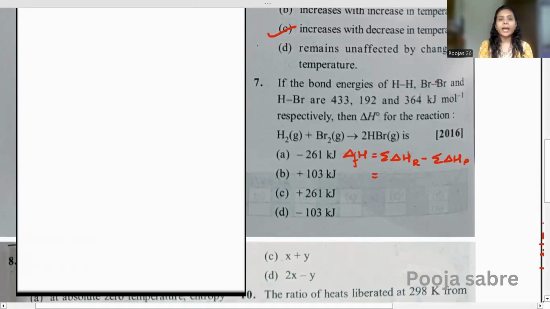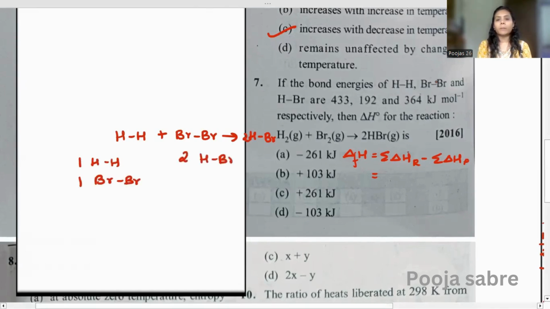Now firstly, we have H2, so H-H we will write down. Br2 I am going to write down as Br-Br. And this will give us 2 HBr. So how many bonds are present in the reactant? One H-H bond and one Br-Br bond. And on the product side we have 2 H-Br bonds. So in the reactant, what will we write? We are going to write 1 into delta H.